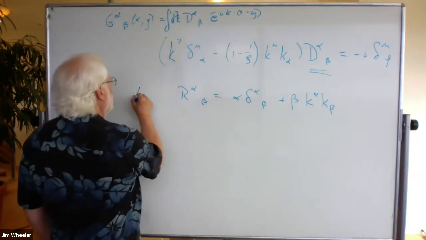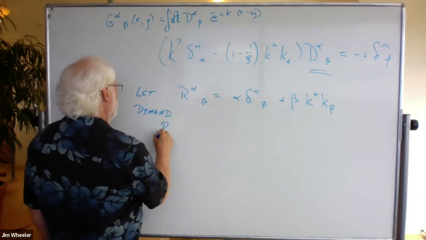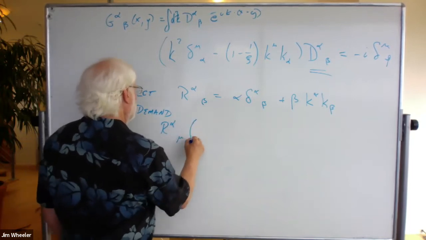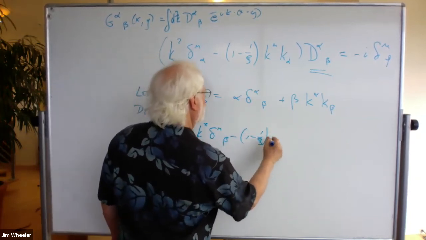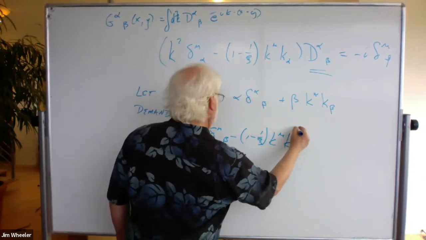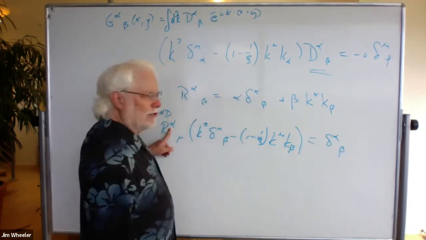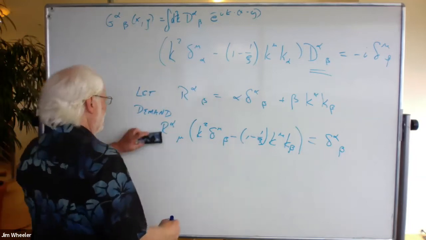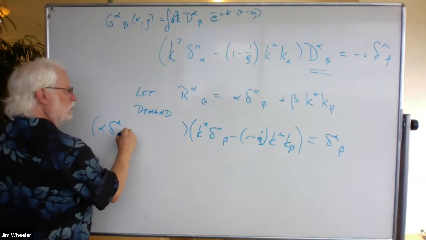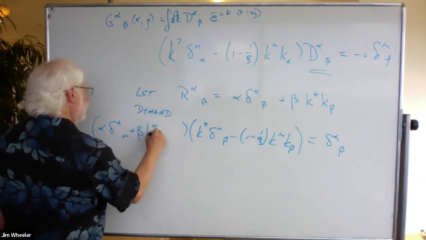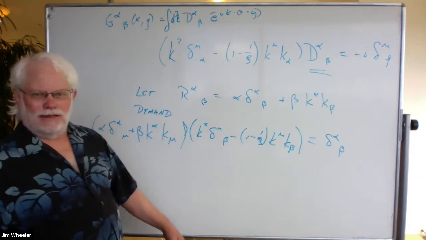So we're going to let R be that and demand that R alpha mu on k squared delta mu beta minus 1 over psi k mu k beta should be, what do we need? We want delta alpha beta. That'll do it for us. So I'm going to put in R here: alpha delta alpha mu plus beta k alpha k mu. So you just work this out and make this demand.